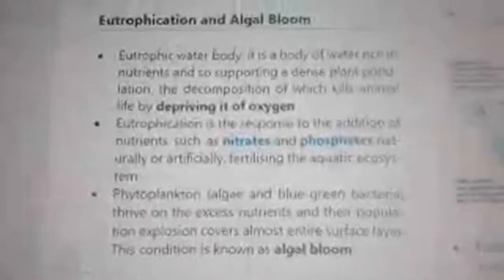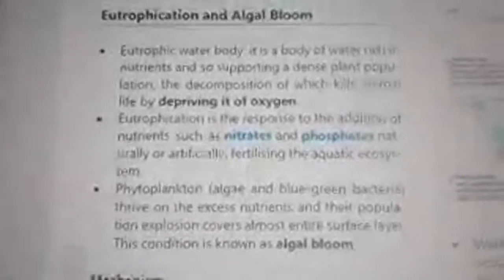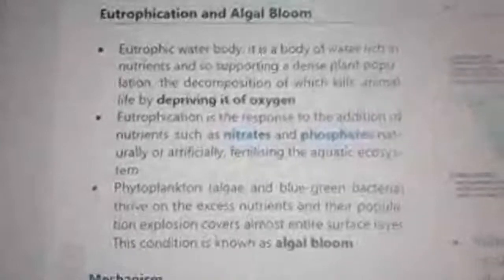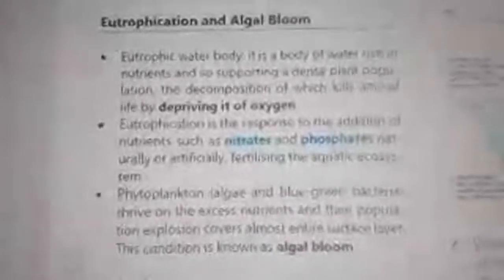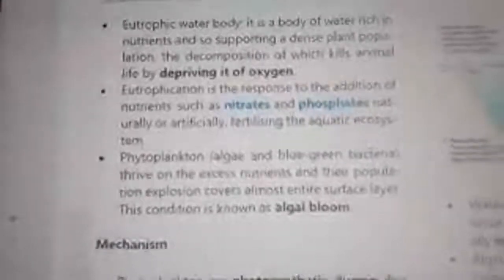Eutrophication and algal bloom. A eutrophic water body is a body of water rich in nutrients and so supporting a dense plant population, the decomposition of which kills animal life by depriving it of oxygen. Eutrophication is the response to the addition of nutrients such as nitrates and phosphates, naturally or artificially fertilizing the aquatic ecosystem. Phytoplankton, algae and blue-green bacteria thrive on the excess nutrients and their population explosion covers almost the entire surface layer. This condition is known as algal bloom.